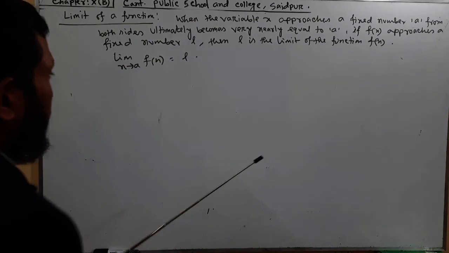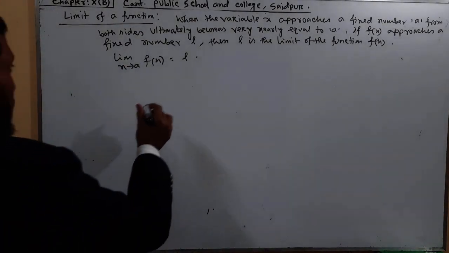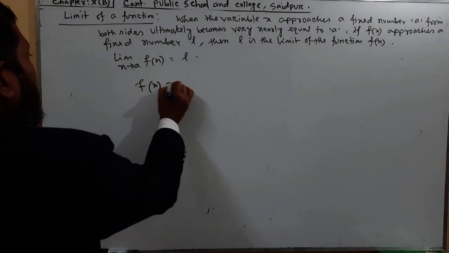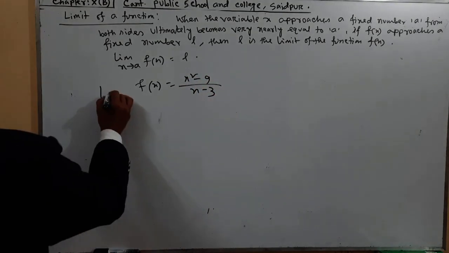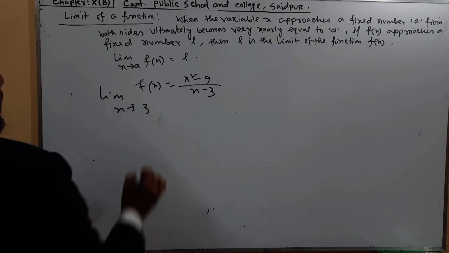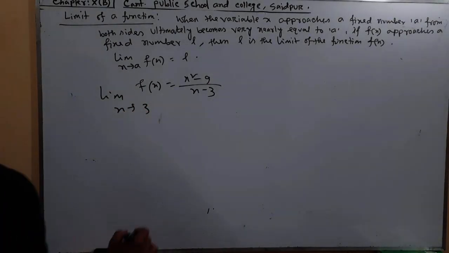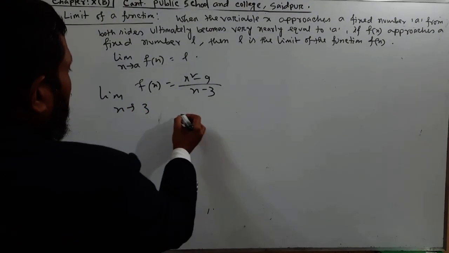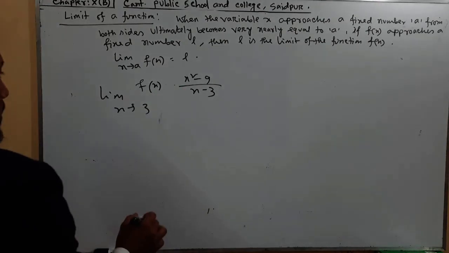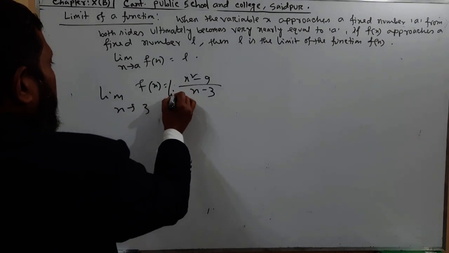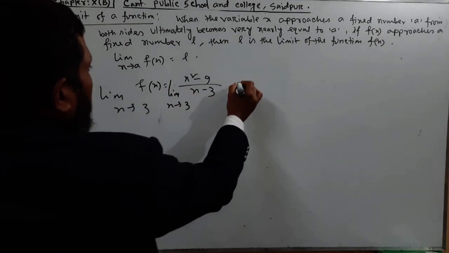We have already given an example, f of x is equal to x square minus 9 over x minus 3. The limit of this function as x tends to 3, if we put it here, the value of it is 6.